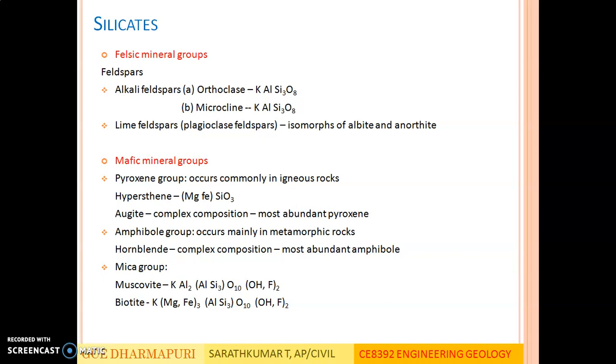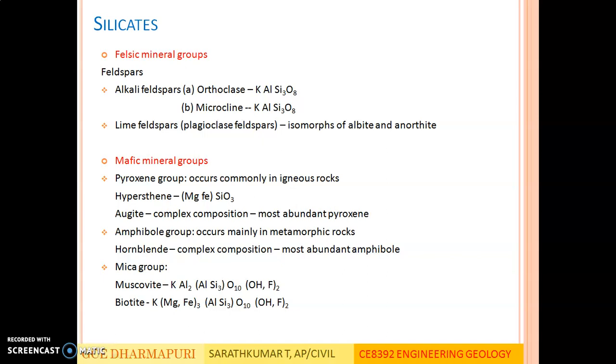Alkali feldspars, if the crystal growth is orthorhombic, it is called orthoclase, whereas if it is monoclinic or triclinic, it is called microcline. As you have seen, both orthoclase and microcline have the same chemical composition, but the crystal form is different. So obviously they exhibit different physical properties. The next one is lime feldspars, which are also called plagioclase feldspars. This type of feldspar exhibits isomorphism between albite and anorthite. These plagioclase feldspars have chemical composition from albite to anorthite.